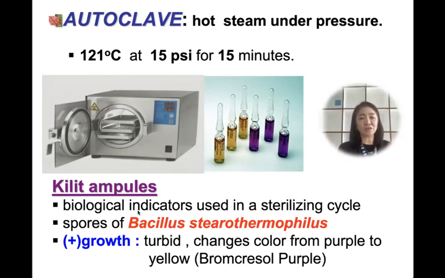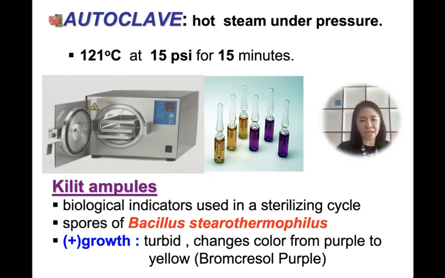Okay? They contain biological indicators, meaning they hold microbes, spores of Bacillus stearothermophilus. So if it's still alive after you autoclaved, after a sterilizing cycle, and it still tests positive, how do we know? We check the ampules for turbidity, and the easiest to see is the change of color from purple to yellow. That means there's still something alive. Purple initially, but if it turns yellow, there's still a microbe, so your autoclave is not working properly.